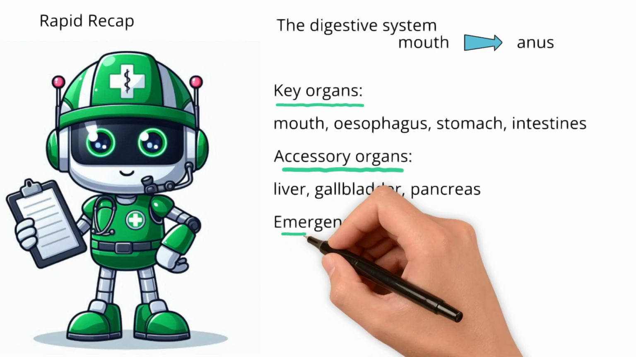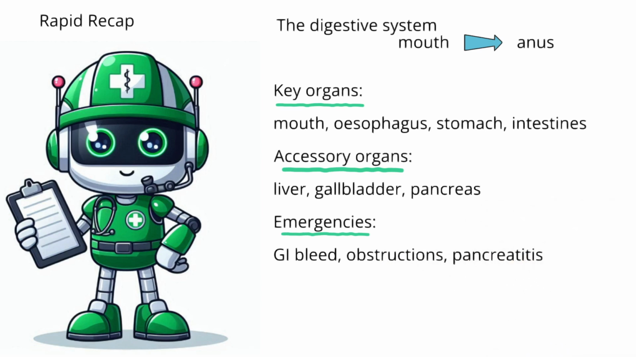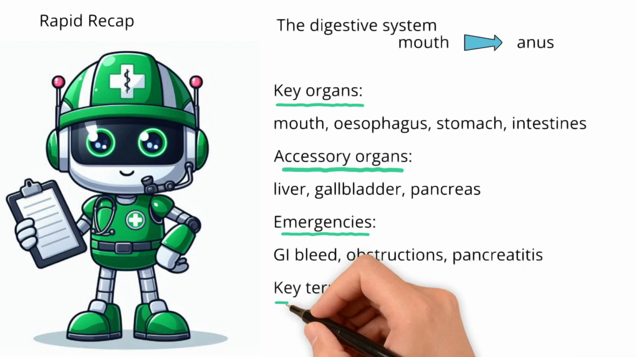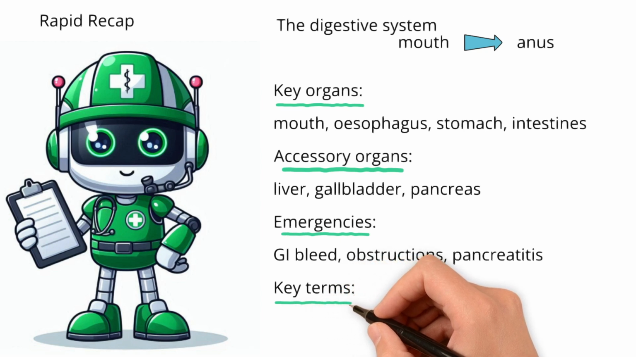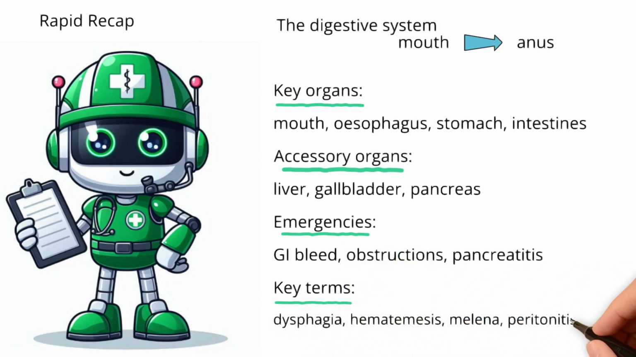Common medical emergencies include GI bleeding, bowel obstructions, and pancreatitis. Key medical terminology include dysphagia, hematemesis, melena, peritonitis, and ascites.